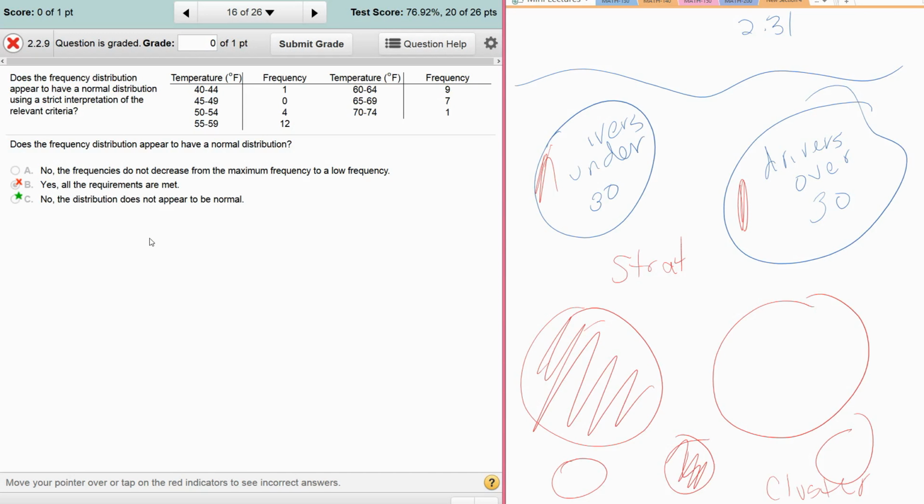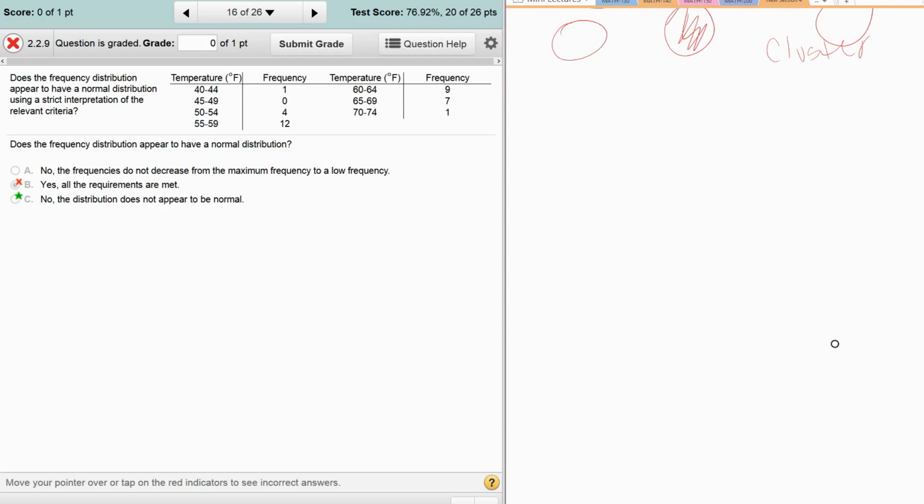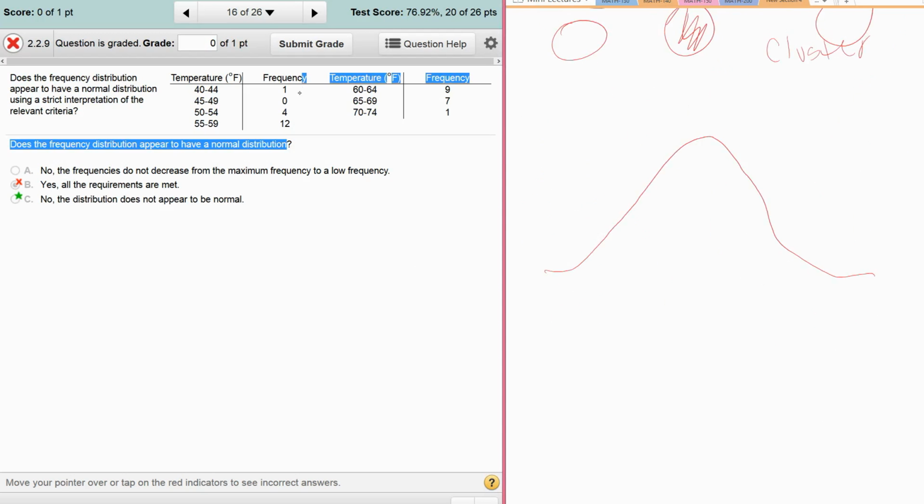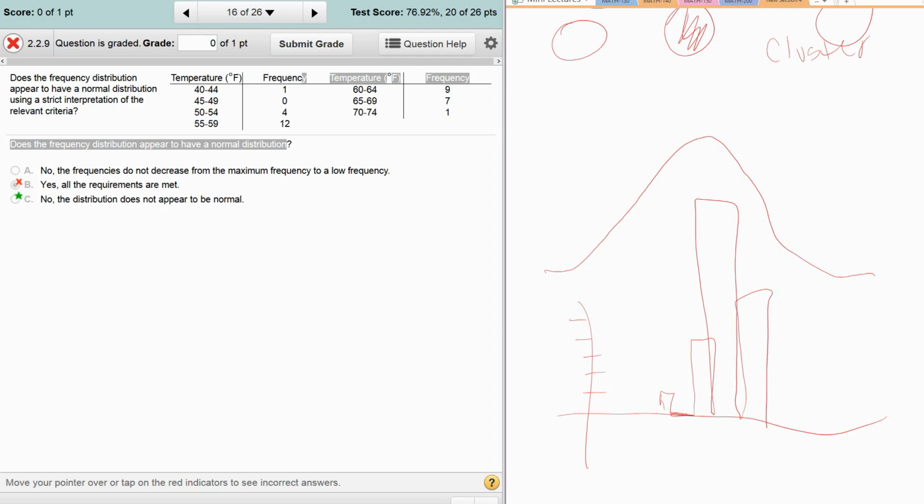Okay. Does the frequency distribution appear to have a normal distribution? And explain. So remember, the normal distribution is one where it starts low, goes up, and comes down again. And so we're looking at these numbers, the frequency numbers, and notice, if we made a histogram of this, it would be at 1, and then 0, and then 4, and then 12, and then 9, and then 7, and then 1.